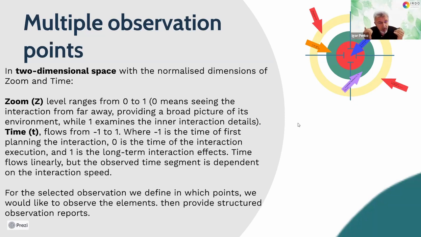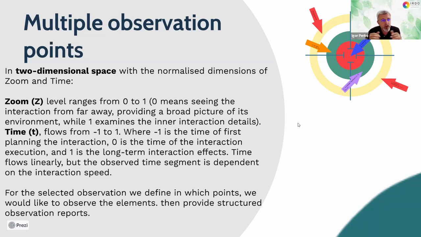The next one is the zoom level. We can decide whether we would like to observe the interactions from close or from far away. So we said, let's normalize that. Let's have a zoom from 0 to 1, where 0 means let's look at the interactions from far away, and 1 means let's look at a close-up of the interaction.